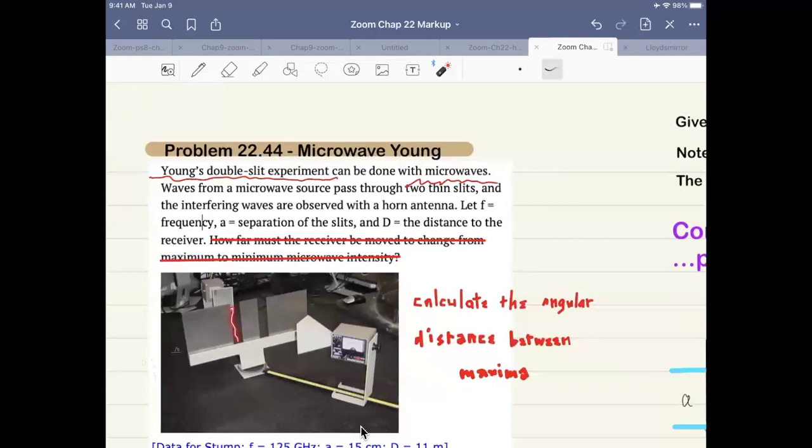So here are the two slits. As the microwaves come through these two slits, they interfere because of diffraction. As they go into the horn of the antenna, they can be constructively or destructively interfering, giving you a large intensity or a small intensity. So let F be the frequency, A be the separation of the slits, so this distance is A, and D the distance to the receiver, so I guess this distance is D.